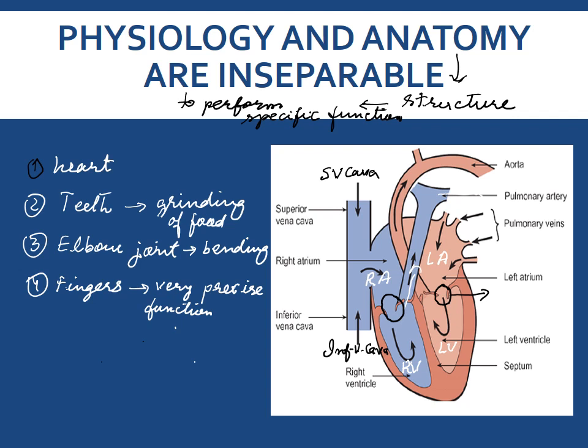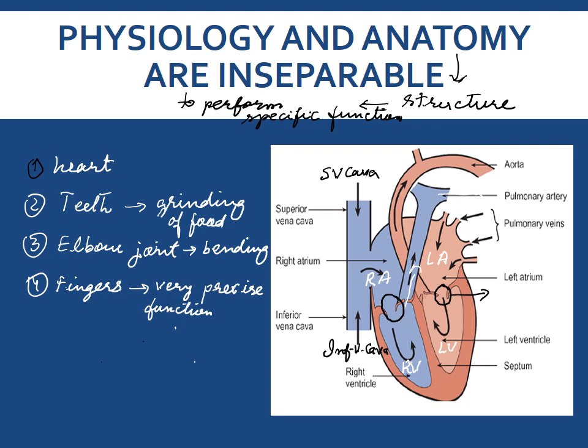So, if there is any problem in the structural design of the heart, do you think that the functioning of the heart will occur properly? No. In the same manner, as I have told, there are openings between different chambers. There is an opening between the left atrium and the left ventricle, and that opening is called the bicuspid valve, also called the mitral valve. Then there is an opening between the right atrium and the right ventricle, and that opening is called the tricuspid valve.